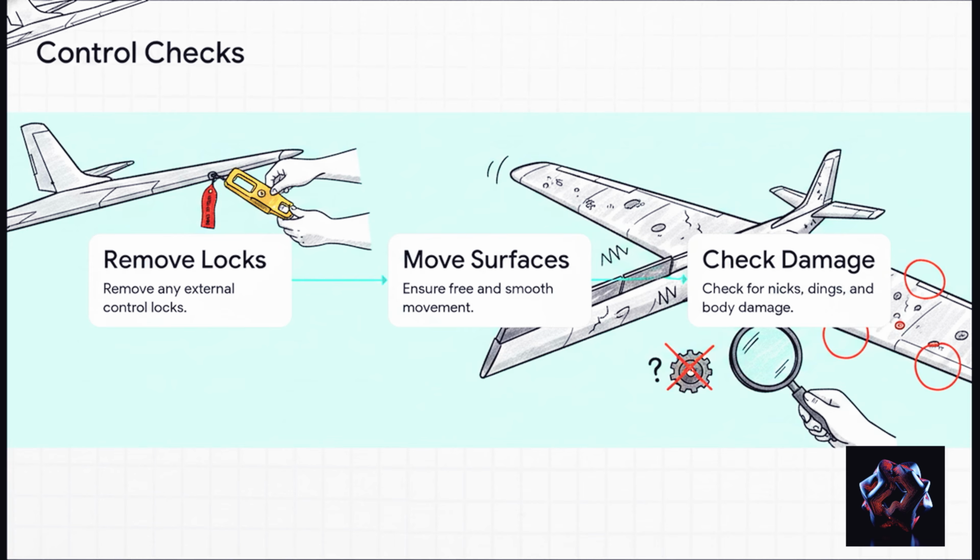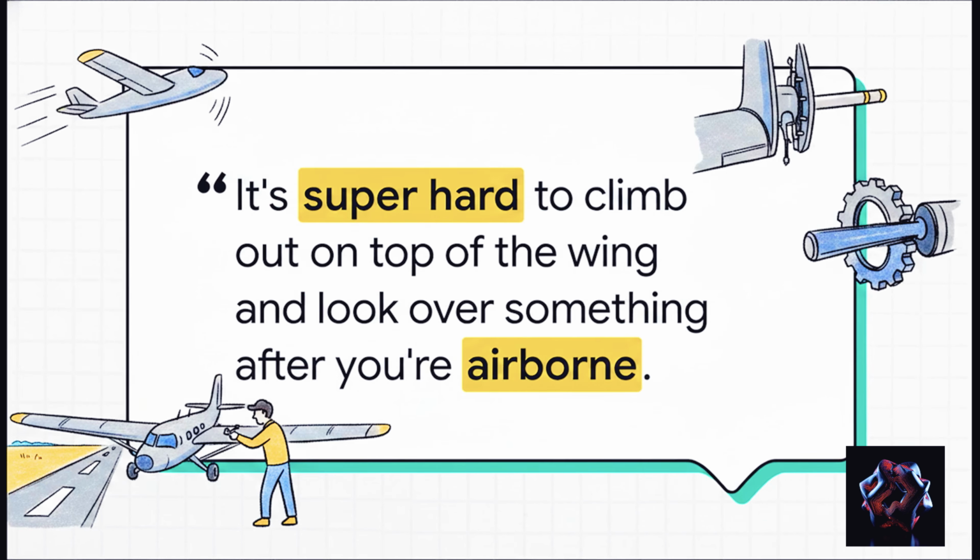And step 3, carefully look over the skin of these surfaces. Any nicks, dings, structural damage? I mean, these parts take immense aerodynamic stress up there, so even a tiny bit of damage is a massive red flag. Actually, there is this great quote from our source material that perfectly hits the nail on the head. It says, "It's super hard to climb out on top of the wing and look over something after you're airborne."